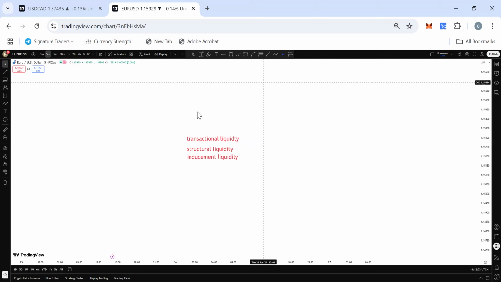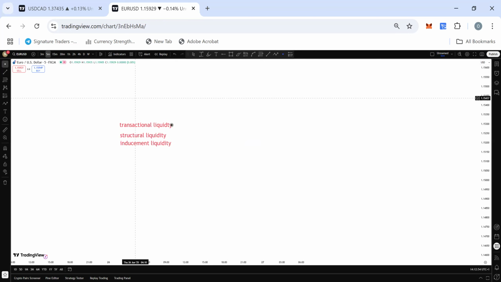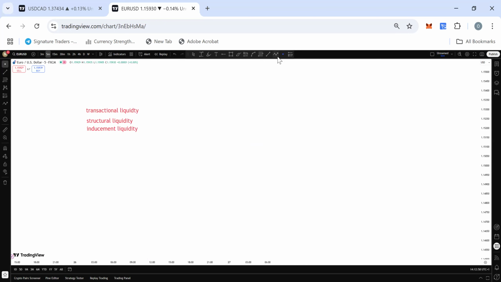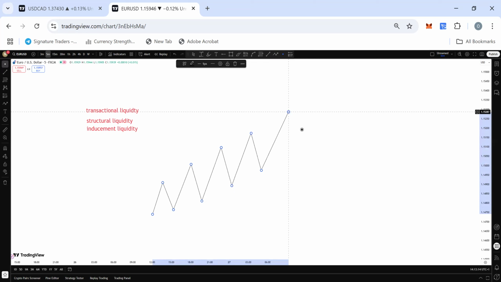So now let me start from the transactional liquidity. Now, what is transactional liquidity? The transactional liquidity is a process whereby the market creates, let's assume that we are going in an uptrend direction like this. This is an uptrend direction, and the market is actually pushing in an uptrend direction. Now, if you look at this liquidity here, these higher highs here, this is a transactional liquidity, because in those areas transactions are being made there, which is retailers actually selling from that area. So you can see these are transactional liquidities.